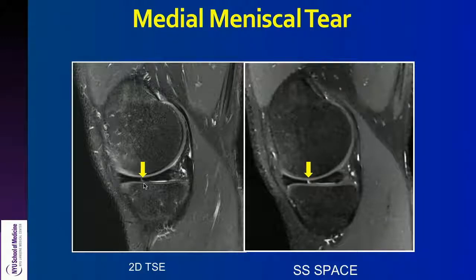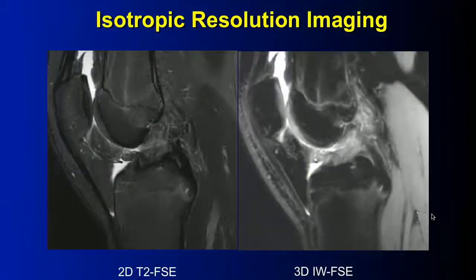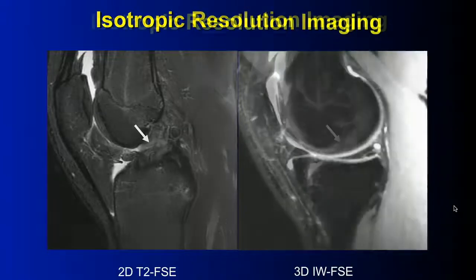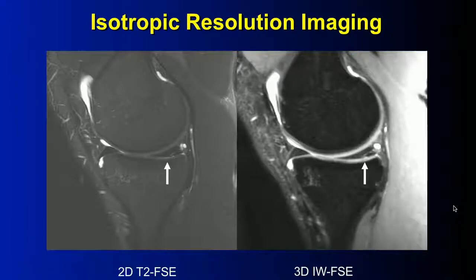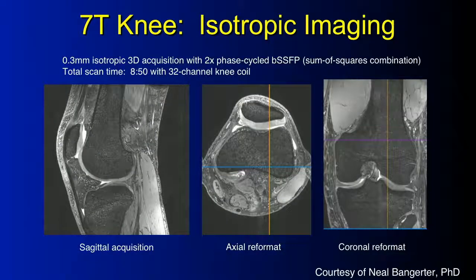Here again, compared with 2D turbo spin echo and 3D fast spin echo or turbo spin echo, you can note that the 3D image still doesn't quite achieve the same image quality, pleasing to the eye, as the 2D image, but it's getting a lot closer. Here again, showing an ACL tear on both of these sequences. And here a meniscal tear with a perimeniscal cyst. So the studies that have been done looking at 3D fast spin echo show that it's equivalent in terms of its depiction of pathology, but it's not as pleasing to the eye and hasn't caught on clinically yet.